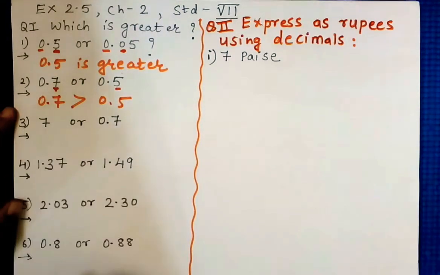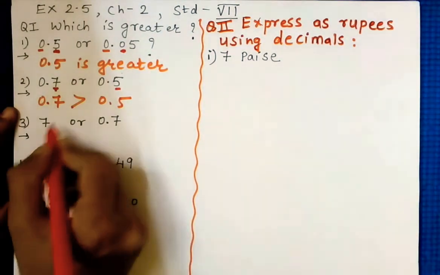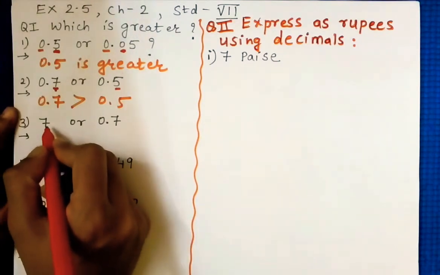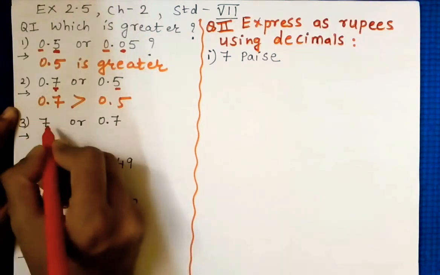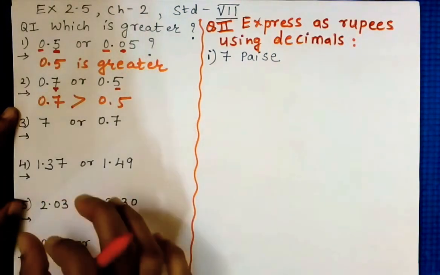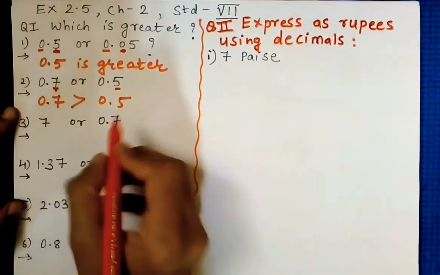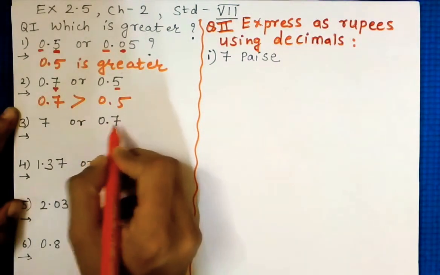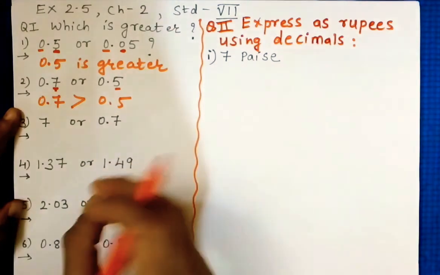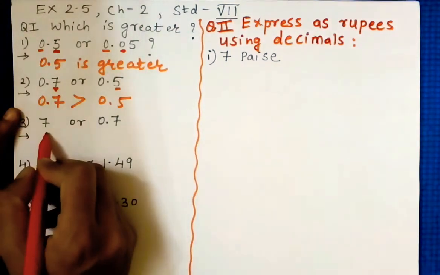Now third one. Third one, there is no decimal point. So whenever there is no decimal point, only 7 is given, means only a whole number is given, 7. So the complete number is given, 7. So this is 7 and here 0.7. 0.7 means a little more than 0, right? A little more than 0. So obviously 7 is greater.